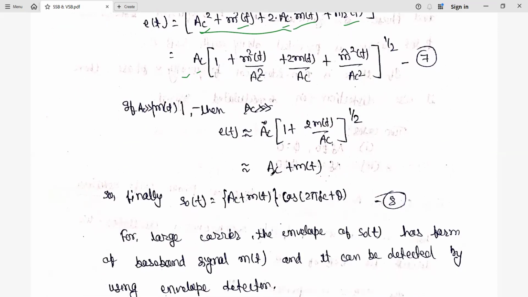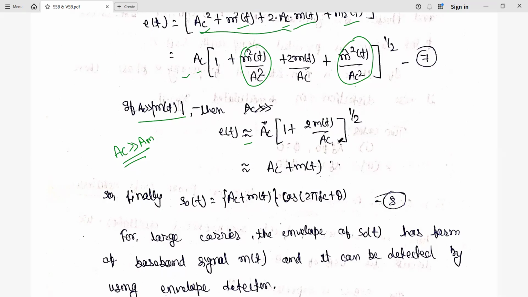So now we are going to take some approximate value. If AC is much greater than modulus of m of t, that means AC is much greater than the amplitude of this message signal, then you are dividing by the higher values. So when you divide by the higher values, this term is going to be very small, and again this term is going to become very small. So finally we have E of t approximately equal to AC into 1 plus 2m of t by AC, whole square root, that is, the power 1 by 2 is written.